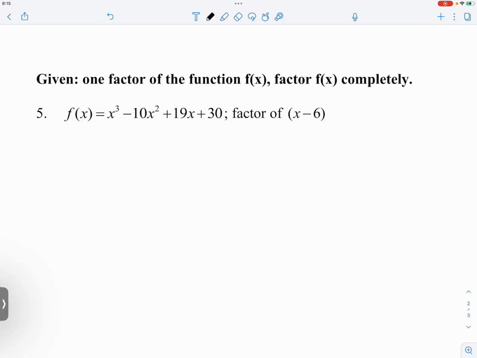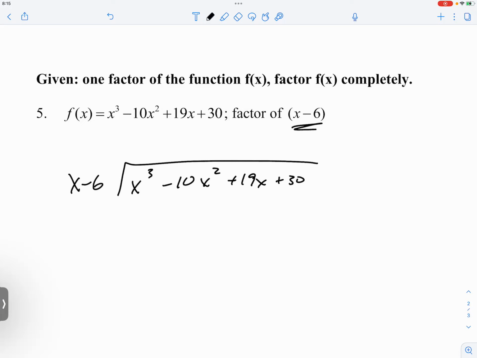So now, we told you that a factor is x minus 6. And what do we say about a factor again? It implies what? 0 for the remainder, right? So if we do this division, factor means if you divide it, the remainder must be 0. The same understanding that you had back in elementary school.